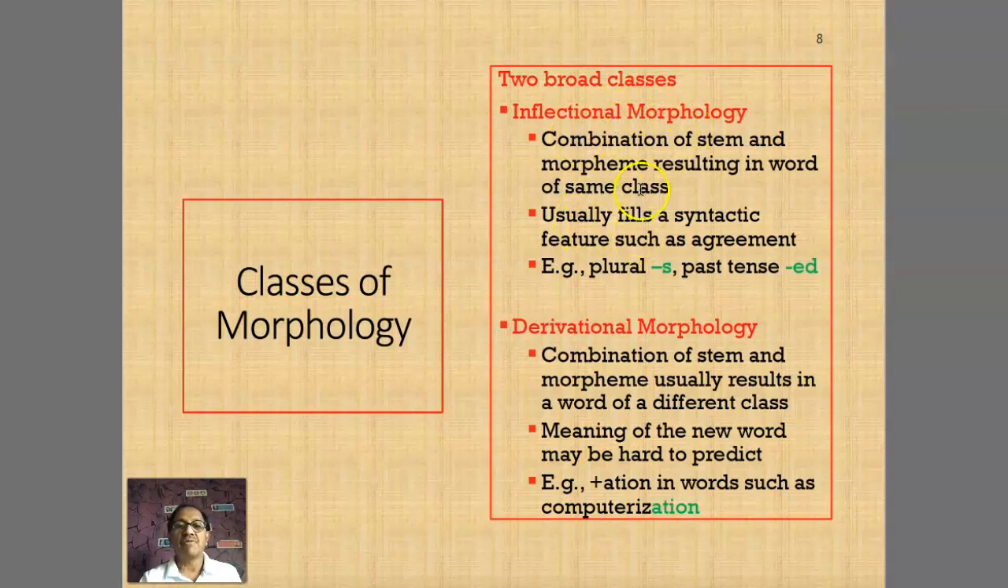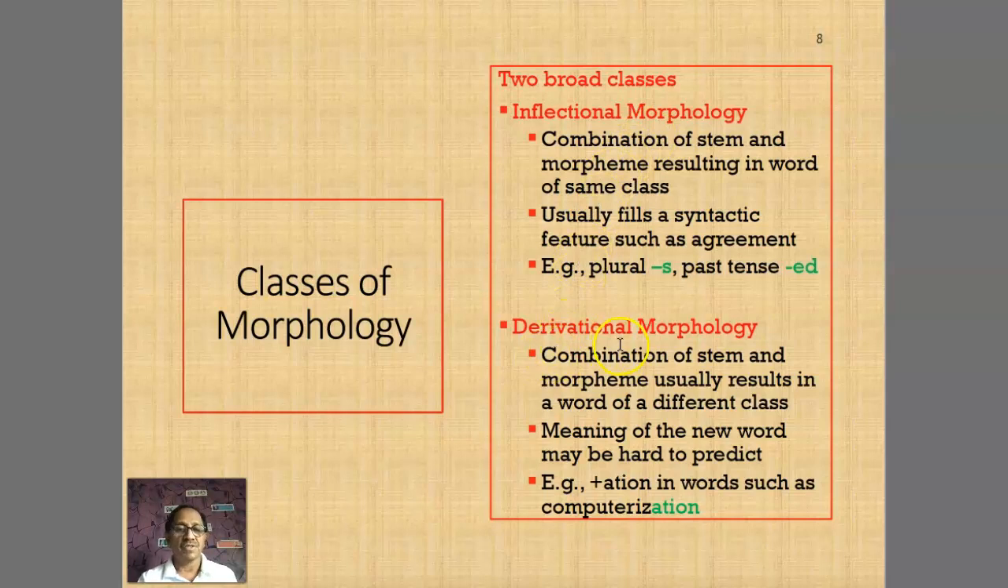Usually, inflectional morphology fills a syntactic feature such as agreement. In syntax, what we call agreement, right? That is filled by inflectional morphology. So there is plural s. You also have tense, past tense. A verb remains a verb when you add the past tense morpheme, or a verb remains a verb when you add the present tense morpheme, right? So agreement and tense come under inflectional morphology.